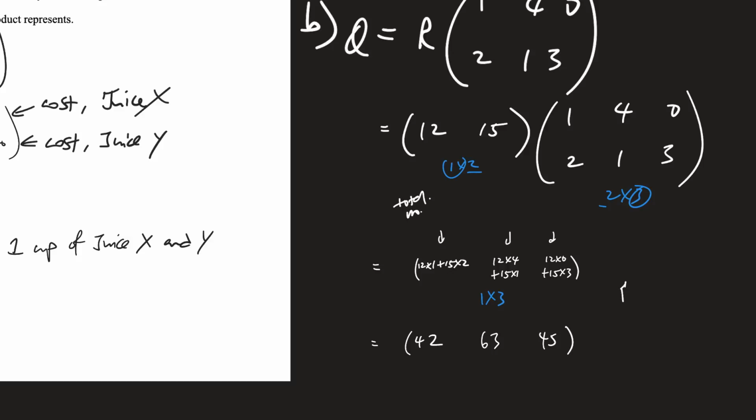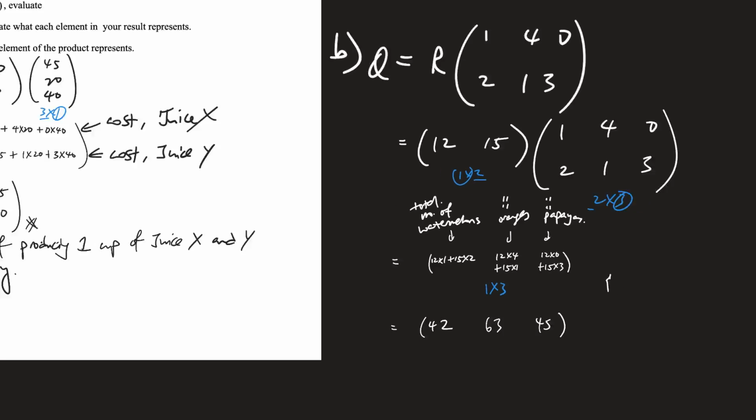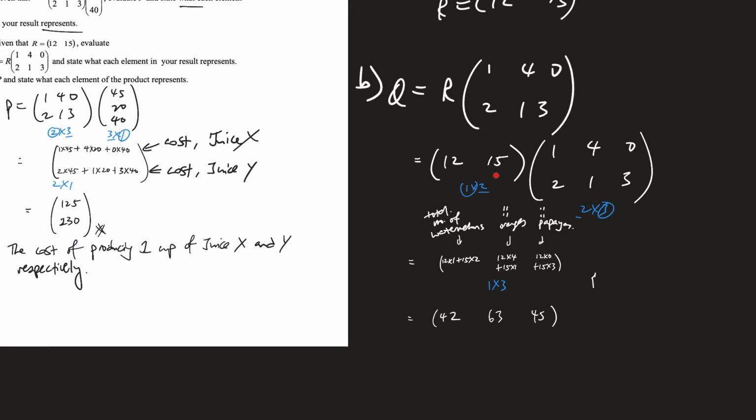This is the total number of watermelons for the customer, and this one is total number of oranges, total number of papayas for this customer for 12 cups of juice X and 15 cups of juice Y. Right, because you can see how many watermelons does he need. For 12 cups of juice X, you see 12 times 1. So he needs 12 watermelons for juice X and 15 juice Ys. So 15 times 2, because each cup of juice Y requires 2 watermelons. So this is the total number of watermelons for 12 cups juice X and 15 cups juice Y. It's the total number of oranges for 12 cups juice X and 15 cups juice Y, and so on.